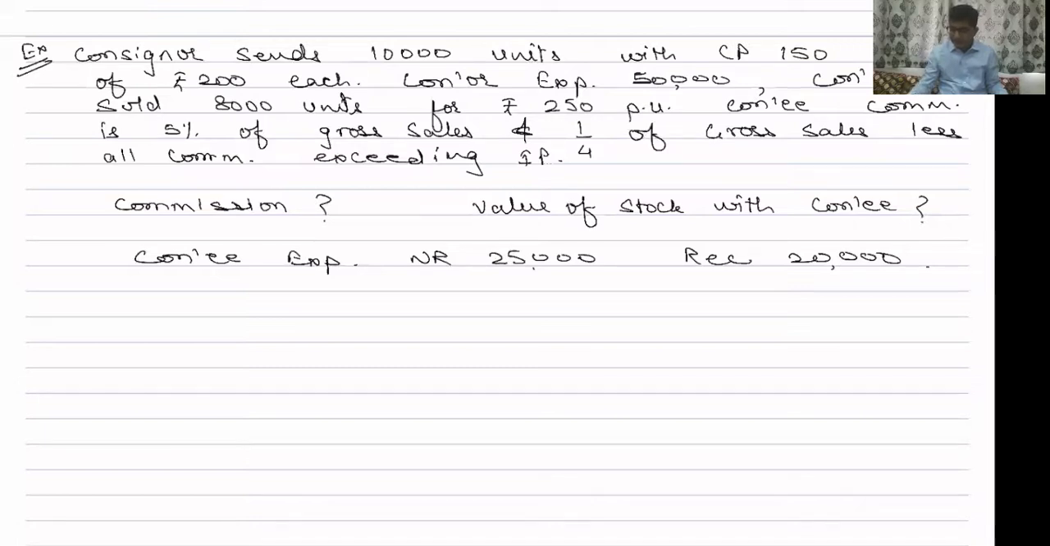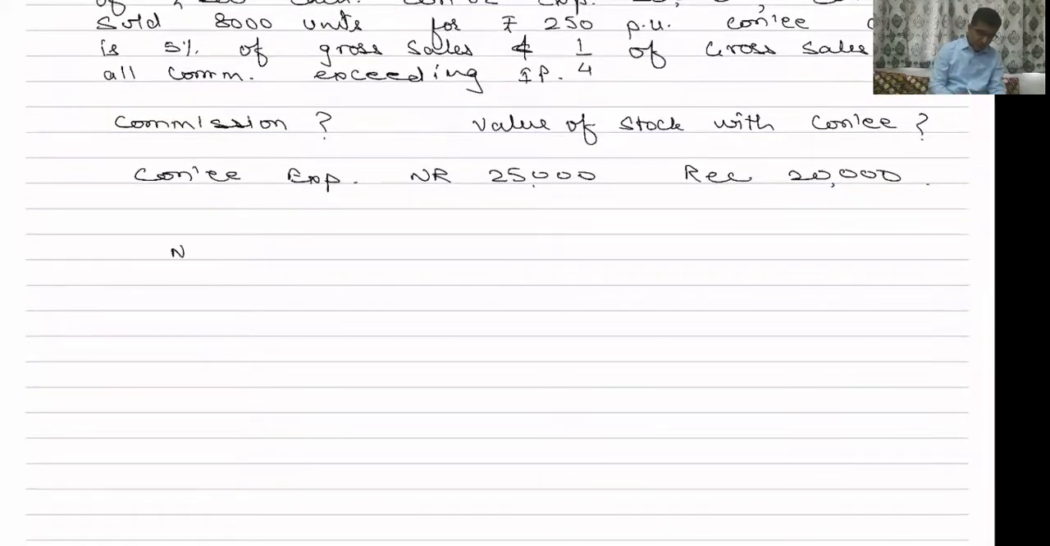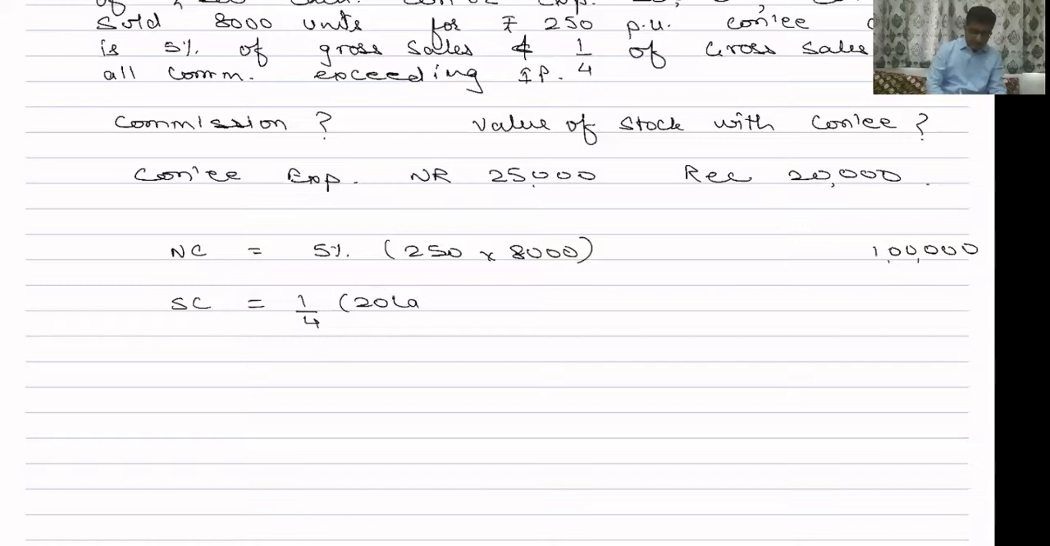All right. Now, in this case, if we are supposed to do the calculation of commission, calculation is quite simpler in this. Why? I'll tell you. My normal commission is 5% of 250 into 8,000 units. Correct? So 250 into 8,000 into 5%, that comes to 1 lakh rupees. Correct?